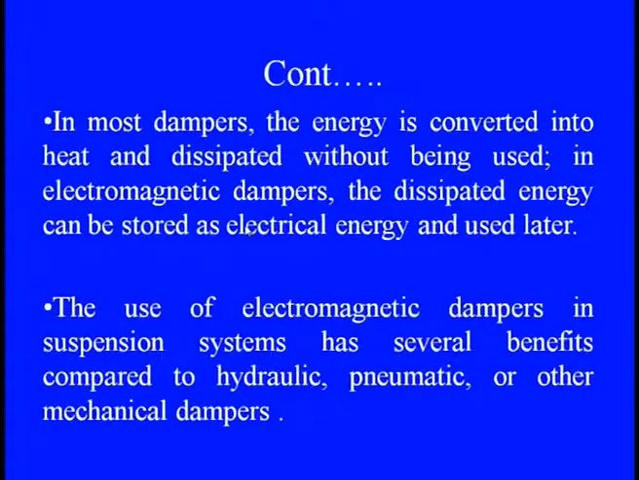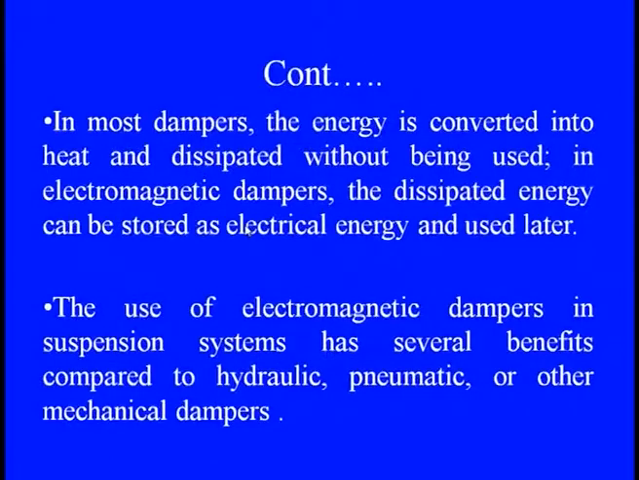So in most of these electromagnetic dampers, we want to see what kind of actions can happen, because in these electromagnetic devices there is a clear conversion of kinetic to electrical energy, but at the same time they act as the damper. In a general damper, we know that the energy is converted into heat, and the dissipation happens without being used. So the entire energy is transferred in terms of heat. In electromagnetic dampers, the dissipated energy can be stored, and the stored electrical energy can be used further wherever it is required.